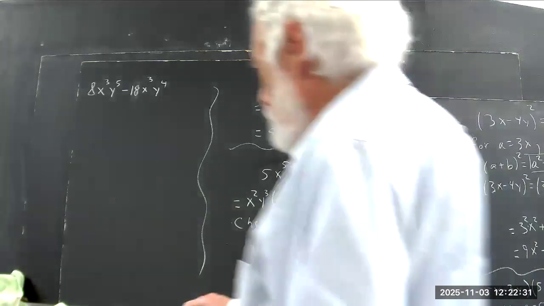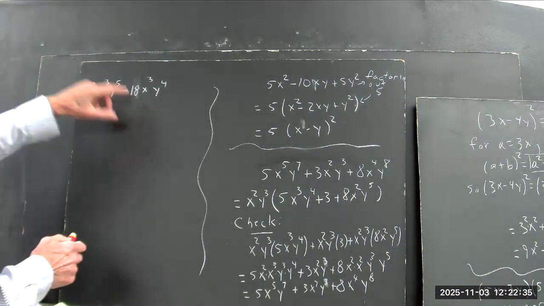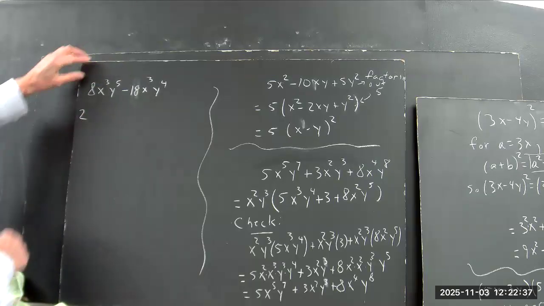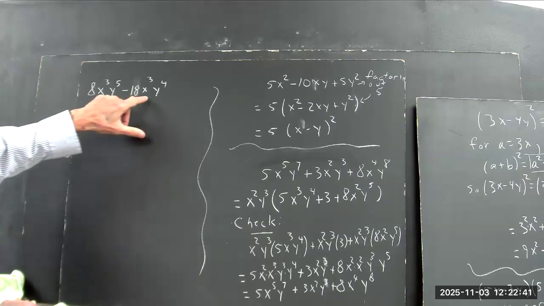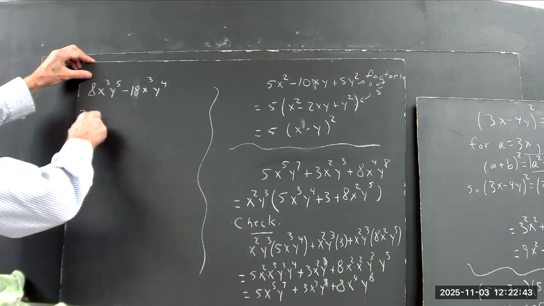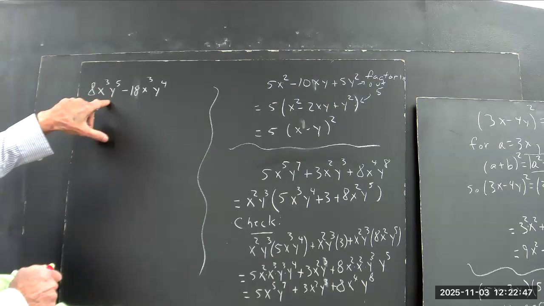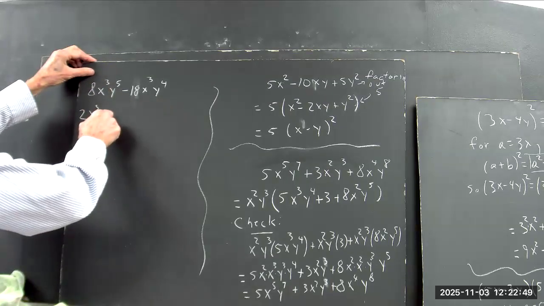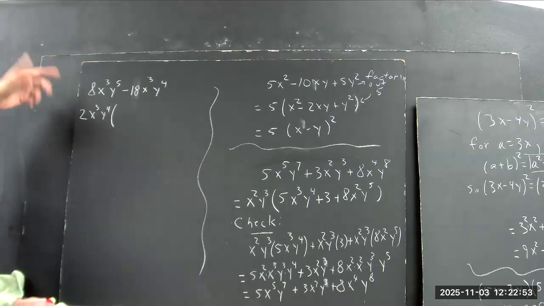Okay, now, everybody, that might give a little help. 8 and 18 are both divisible by 2, so we're gonna have a 2 that'll divide both of these. Our lowest power of x is the cube. So we can factor out an x cubed. Our lowest power of y is y to the 4th. We can factor that out. Now, what are we left with?